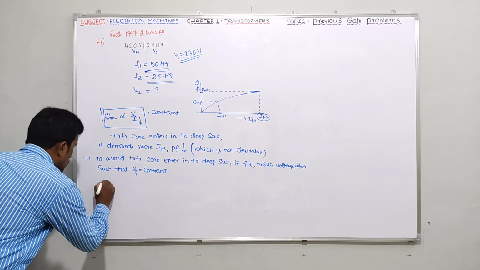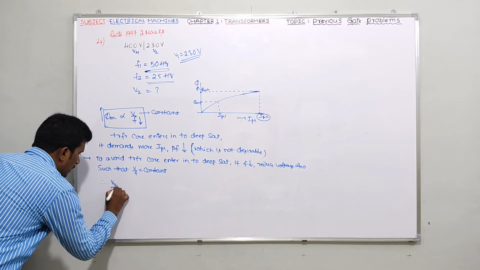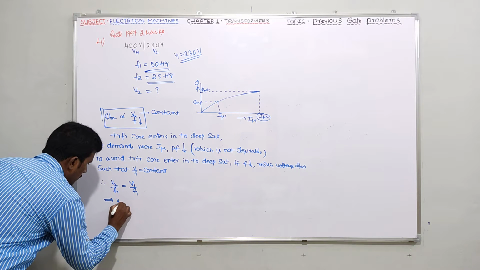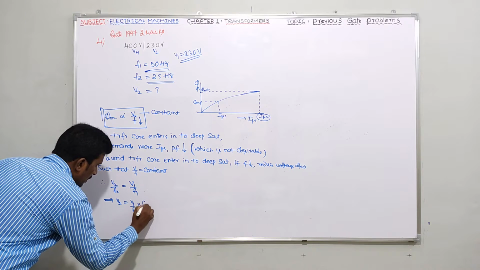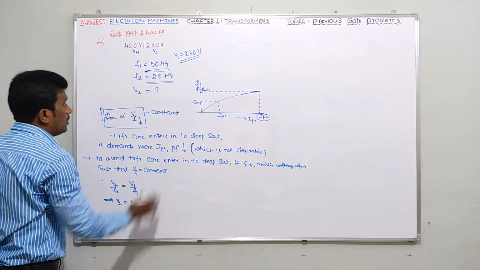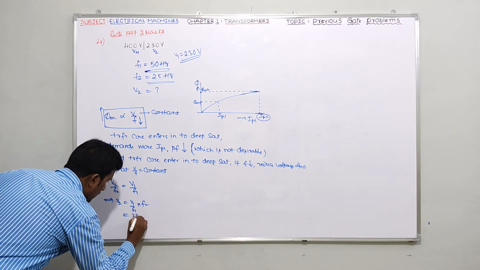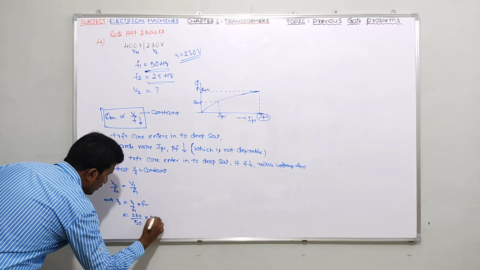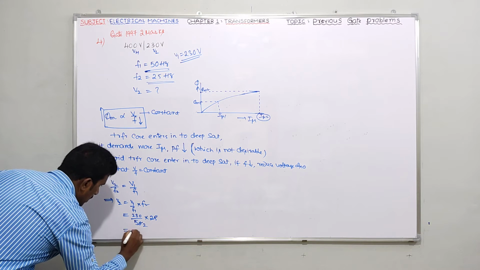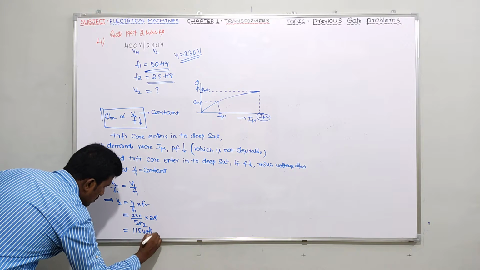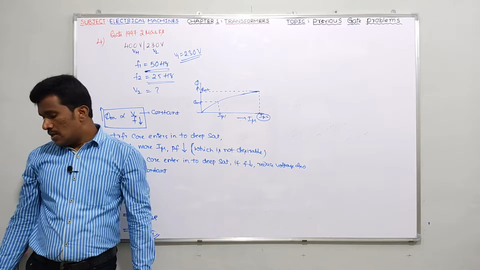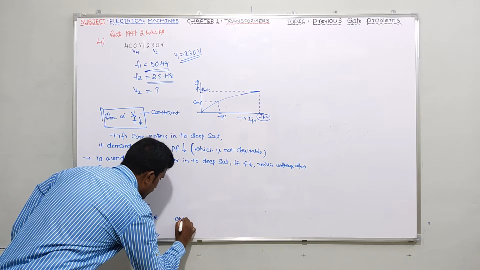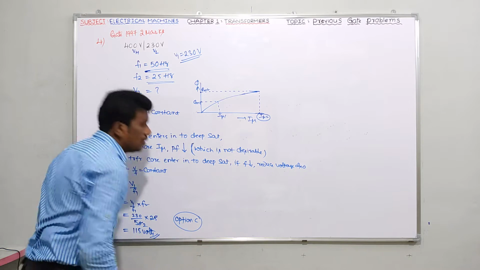Now tell me, V by F is constant here. So V2 by F2 equals V1 by F1. From this, if you want the V2 value, it is V1 by F1 into F2. V1, how much has he given here? He has given 230. F1 is 50, and F2 is 25. So the answer is 115 volts. Your supply voltage is 115 volts, so option C is the right answer.